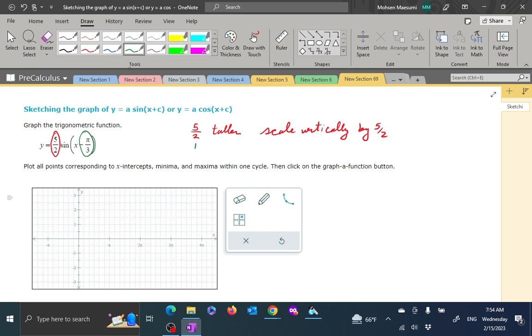The other action that we have is this subtraction, x minus pi third. What does that mean? That's a shift to which direction? Was it left or right? We learned that when you subtract, we shift to the right. So shift right.